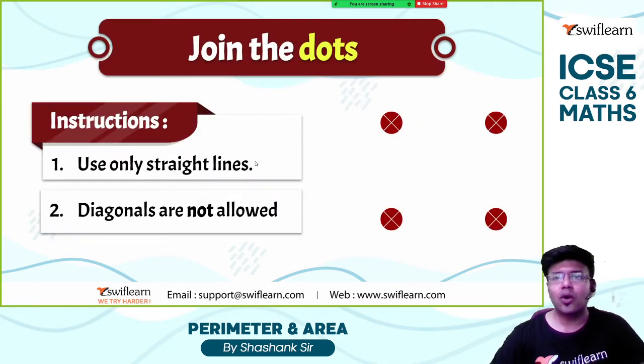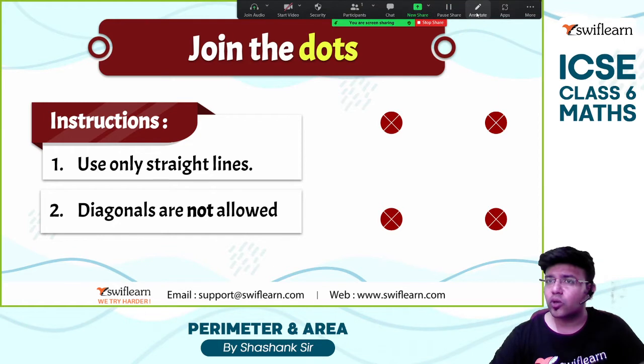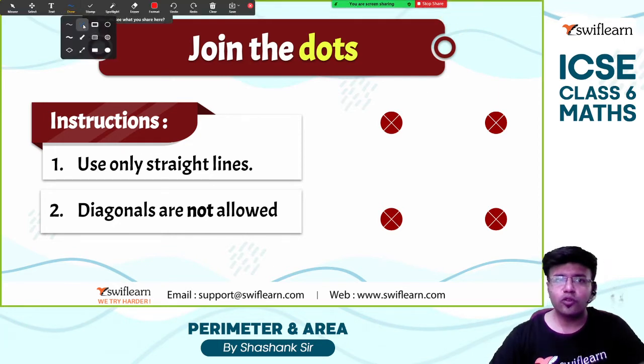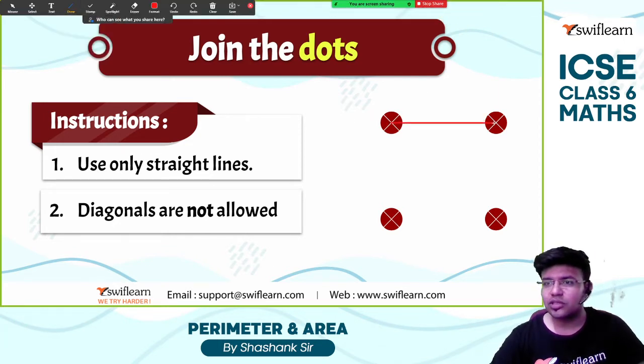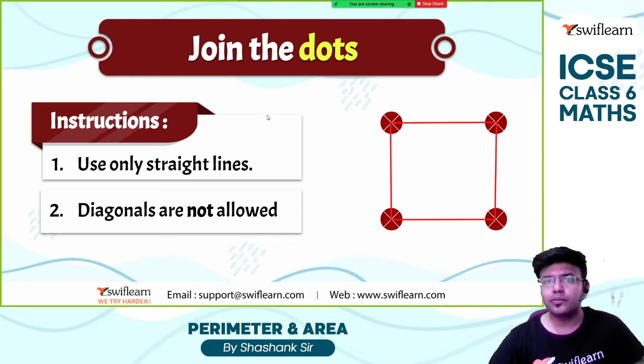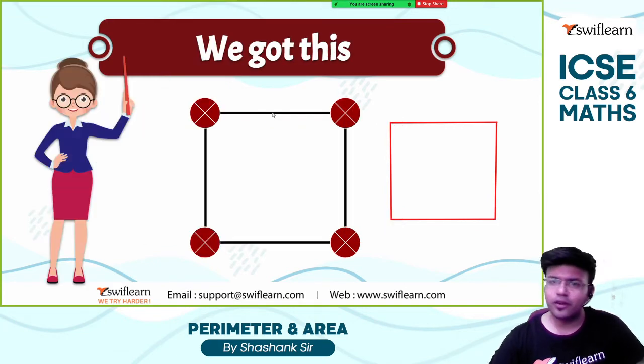Now let's do this activity. Join the dots. Use only straight lines. Diagonals are not allowed. So straight lines. This is how you join the dots. Now diagonals are not allowed. You need to draw either horizontal or vertical lines only. Got this?